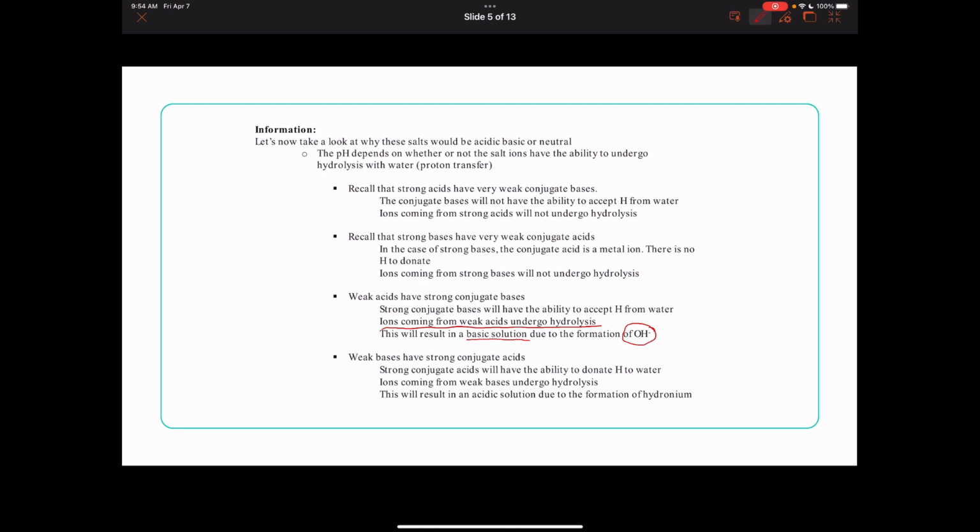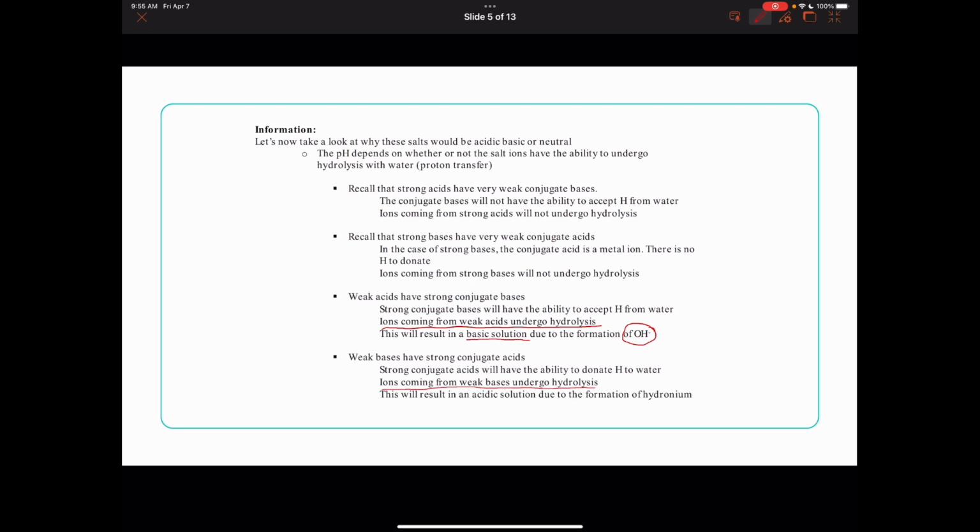Now, weak bases have strong conjugate acids. And again, it's the conjugates that are forming our salt. So if the parent is a weak acid, it's releasing its conjugate base to form the salt. That conjugate base is going to produce hydroxide in solution. Weak bases have strong conjugate acids. Strong conjugate acids will have the ability to donate hydrogen to water. Ions coming from weak bases will undergo hydrolysis, and it's going to result in an acidic solution.